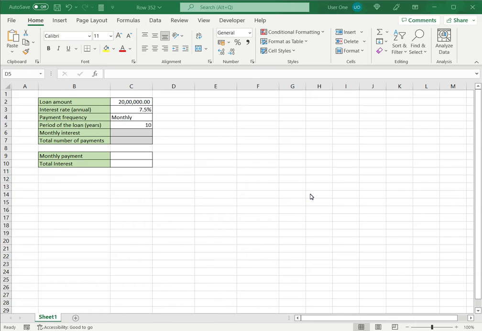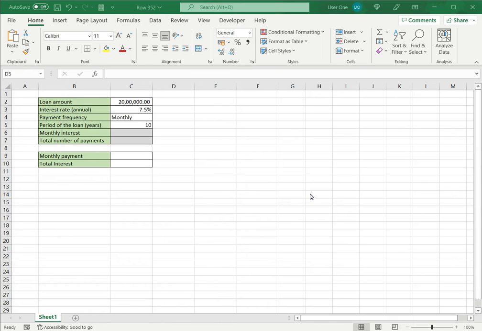There are two ways of doing this. One is to use the function, and second is to use the basic formula, which is the total amount paid minus the principal, which will give you the total interest paid on the loan. So let's look at the first option, which is using the cumulative PMT function.